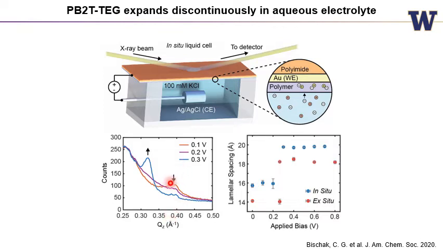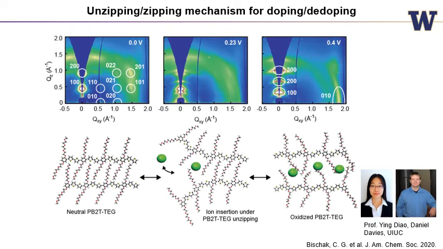You can see here as we increase the voltage, we see one peak disappear and another peak appear at a much expanded lattice spacing. Comparing our in situ to ex situ results, we see that they look about the same, only you see a shift in the spacing, and we think this is due to some swelling in water. The summary here is that this effect also happens in situ in an aqueous electrolyte. Coming back to these dry results I showed, we worked with Ying Dao and Daniel Davies at UIUC to solve these crystal structures.